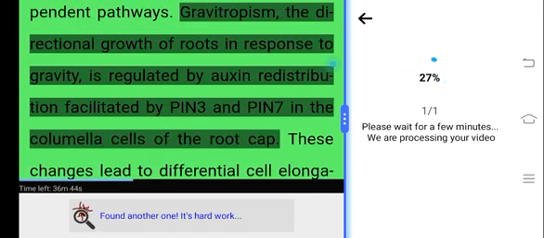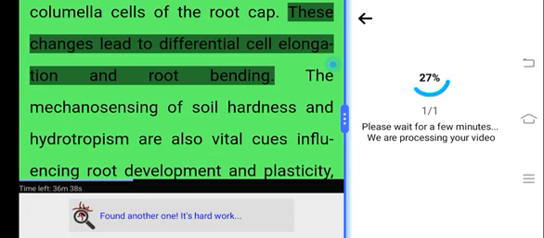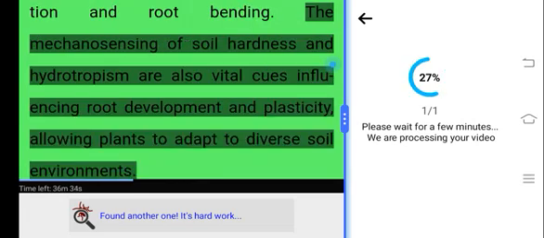Gravitropism, the directional growth of roots in response to gravity, is regulated by auxin redistribution facilitated by PIN3 and PIN7 in the columella cells of the root cap. These changes lead to differential cell elongation and root bending. The mechanosensing of soil hardness and hydrotropism are also vital cues influencing root development and plasticity, allowing plants to adapt to diverse soil environments.